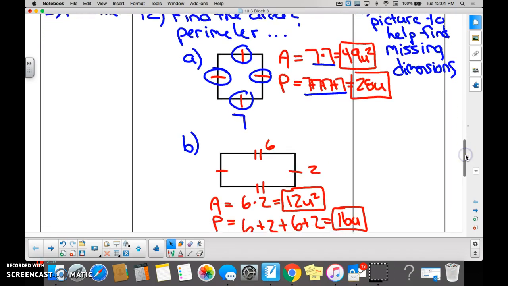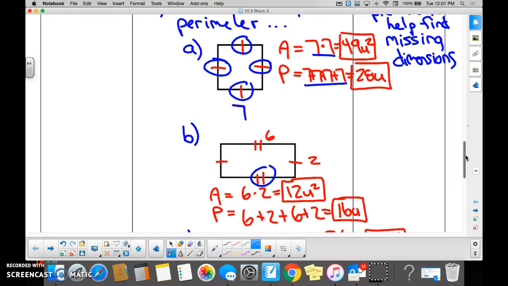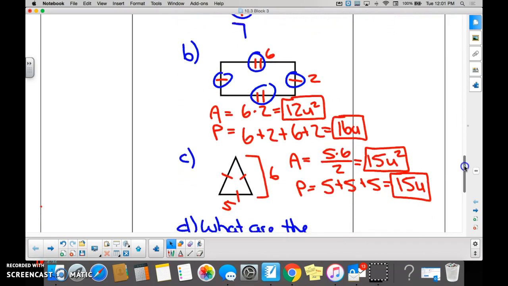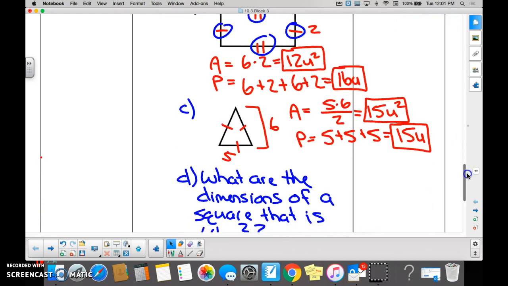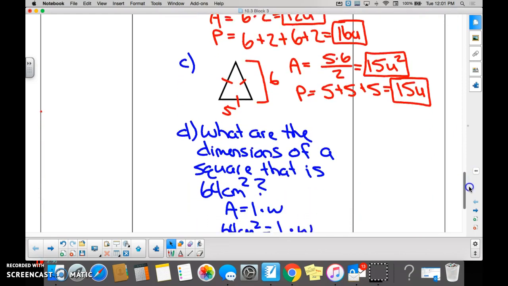Number 6. Ooh, we have a congruence marker here, and here, and here, and here. You guys understand the difference between the congruence markers? Good. 1 congruent mark means that the sides that are marked with 1 are congruent, and 2 congruence marks means the ones that are marked with 2 are congruent. Beautiful. Triangle, same deal. We found the area and the perimeter of that.